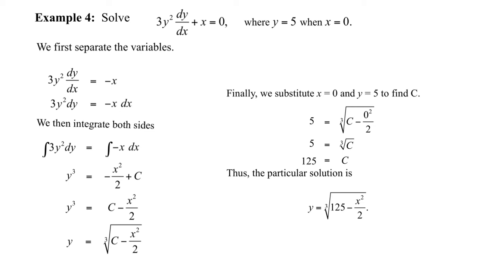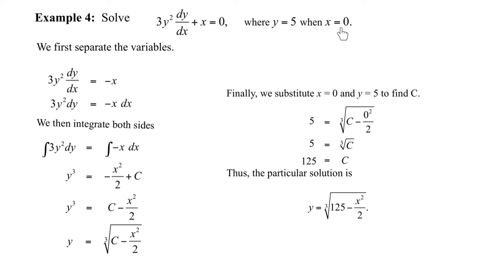That's why we are not writing two constants. Then in order to solve for y, we can take the cube root on both sides. So y equals the cube root of negative x squared divided by 2 plus c. It is the same as writing the cube root of c minus x squared divided by 2. Now we can find that constant c by using this condition.